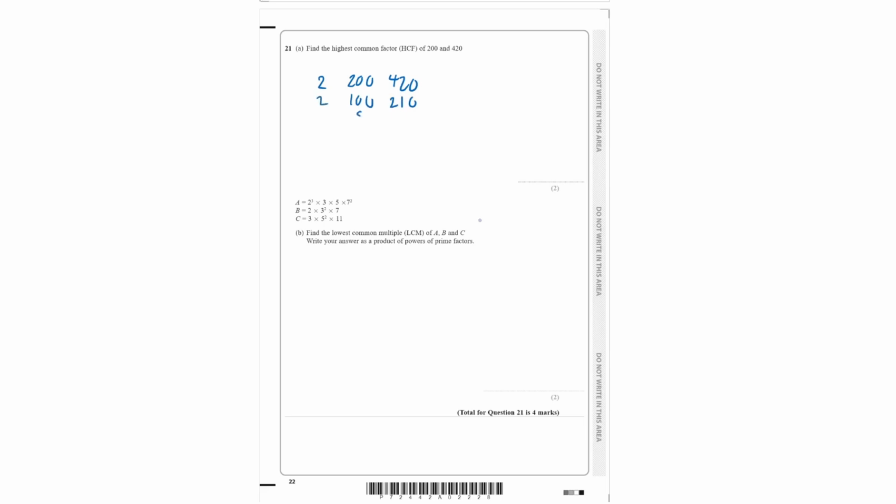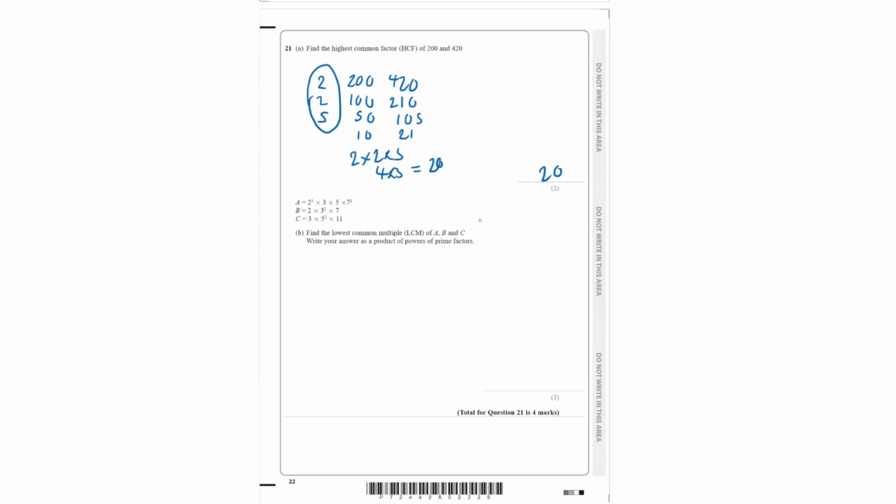We can then divide this further by 2 again. So 100 divided by 2 is 50. 210 divided by 2 is 105. Now both are divisible by 5. So 50 divided by 5 is simply 10. And 105 divided by 5 is 21. But notice how 10 and 21 do not have a common factor here. 10 is divisible by 2, but 21 is not. 21 is divisible by 3, but 10 is not. So that means all we have here is 2, 2, 5. So we simply multiply that together. 2 times 2 times 5. That's 4 times 5. And that is simply equal to 20. That is our highest common factor.